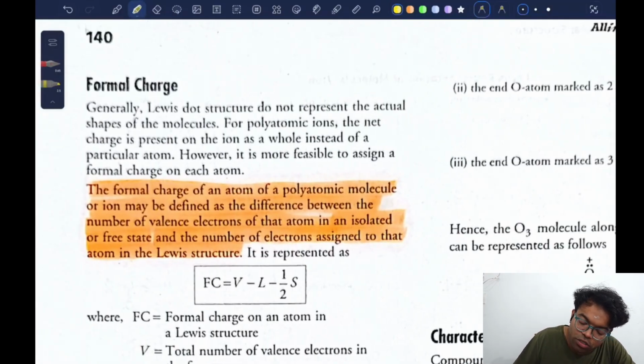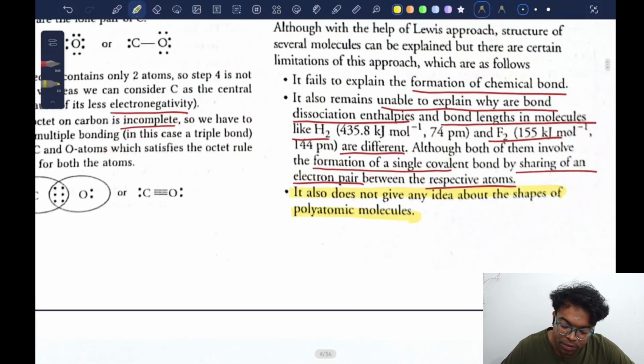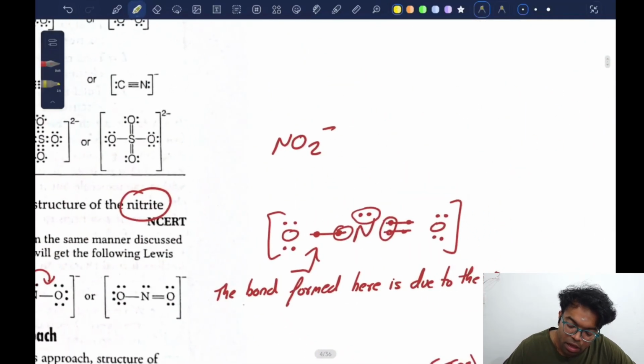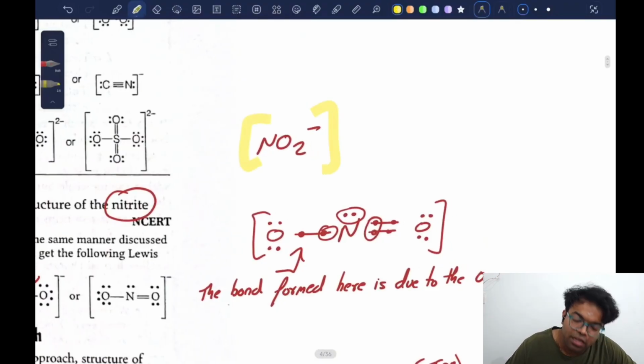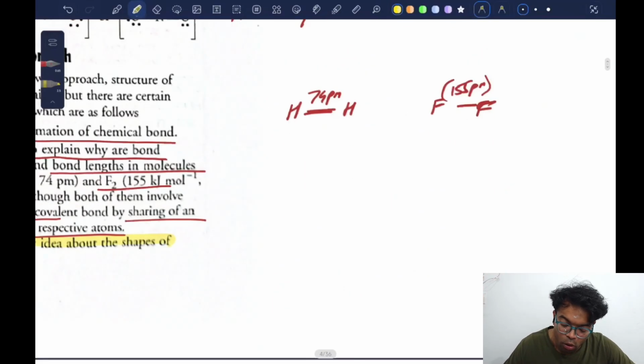Generally, Lewis dot structures do not represent the actual shapes of molecules. For example, in polyatomic ions, the net charge is present on the ion as a whole instead of a particular atom. For example, this HNO2 minus. When we see this HNO2 minus, what is this? This is a formal charge. The minus is not on just nitrogen. It is on the whole molecule, on the molecule as a whole.